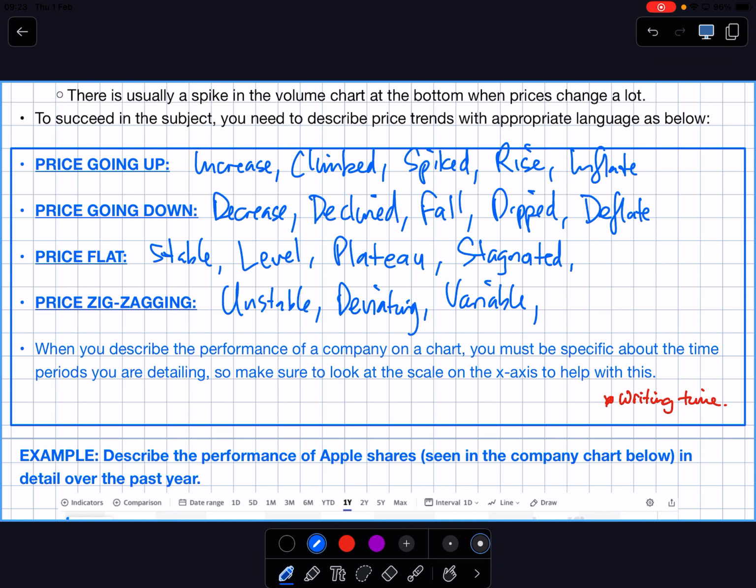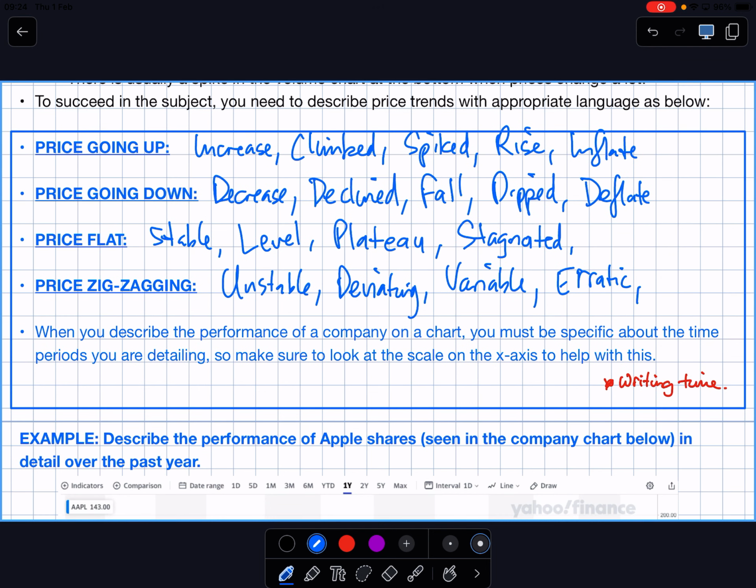Erratic. Yes. Spiking. We've already used spiking for going up. That's enough. Irregular. Yeah. Inconsistent. That's how much we care about the house point system. Irregular. What was it? I lost it. No, it was irregular. Oh, and what was the other one? Inconsistent. Yeah.